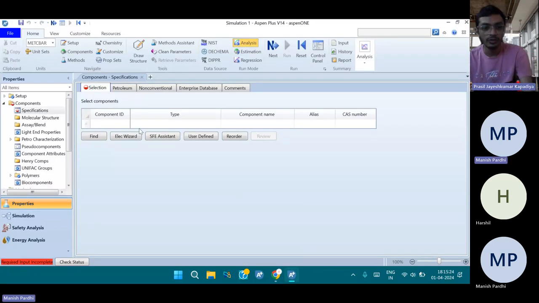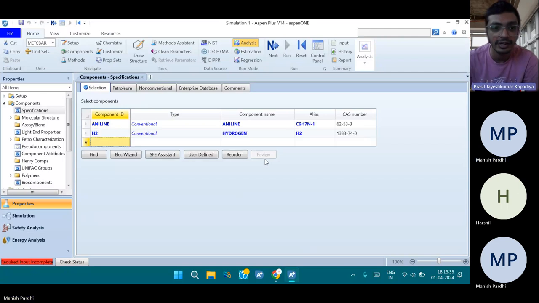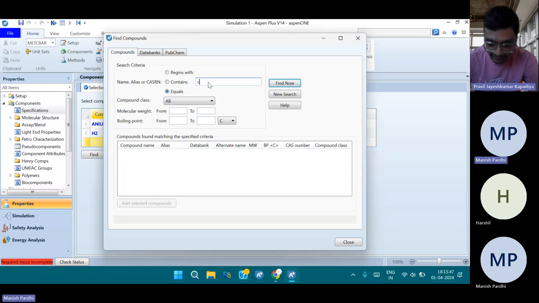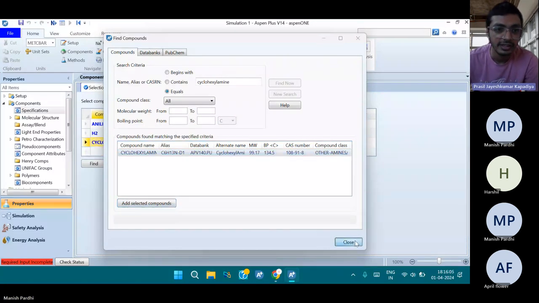We have three components: aniline, hydrogen, and cyclohexylamine. So let's first add them. I guess aniline will be available. You will have to find cyclohexylamine. Hydrogen will also be available from here. Just write hydrogen, H2. And for cyclohexylamine, go to the find option, click on find, and write cyclohexylamine, no space. Now find now. Okay, edit. Yes, it is added.